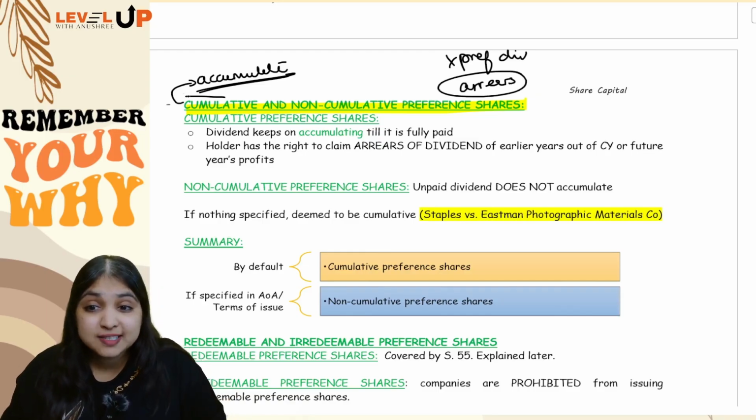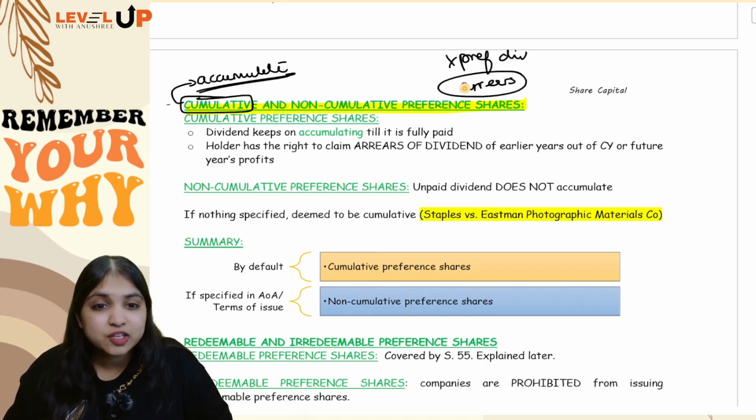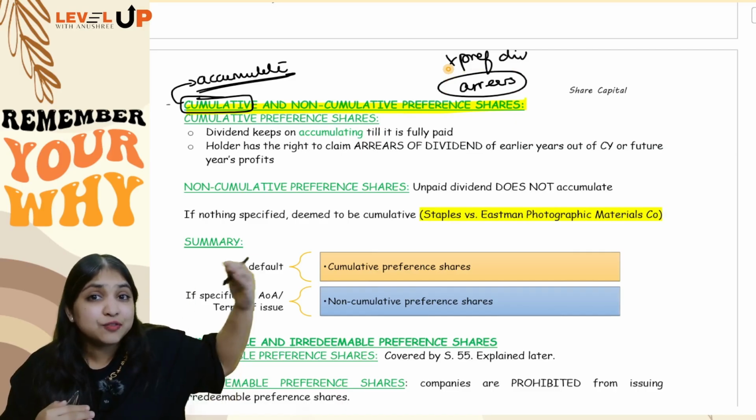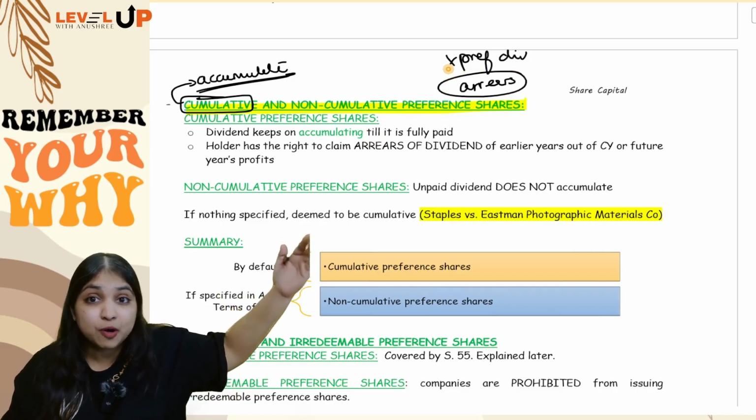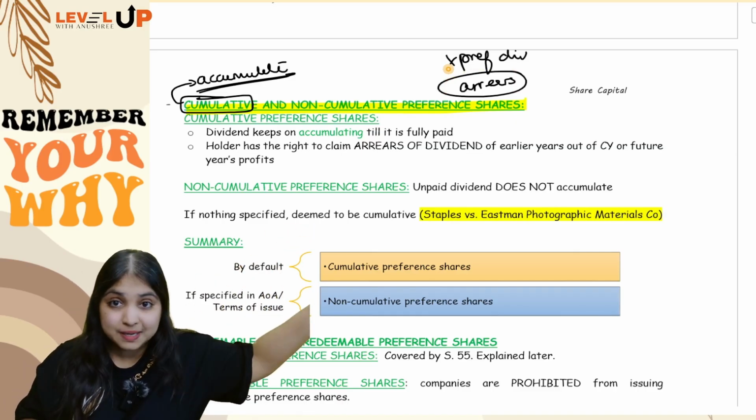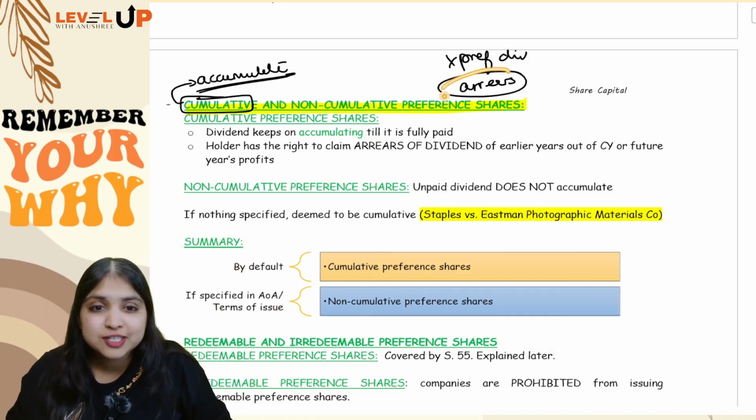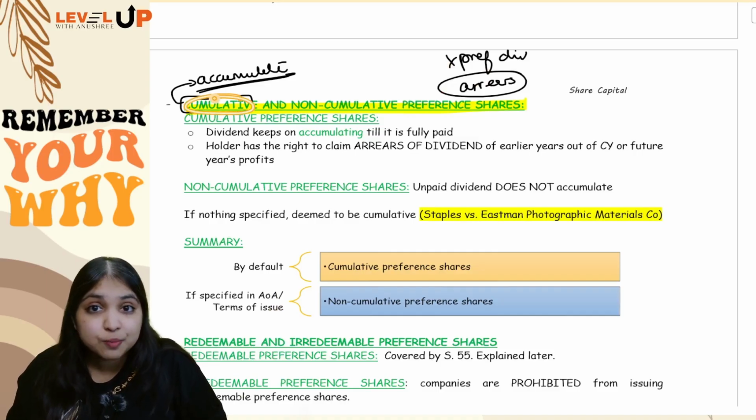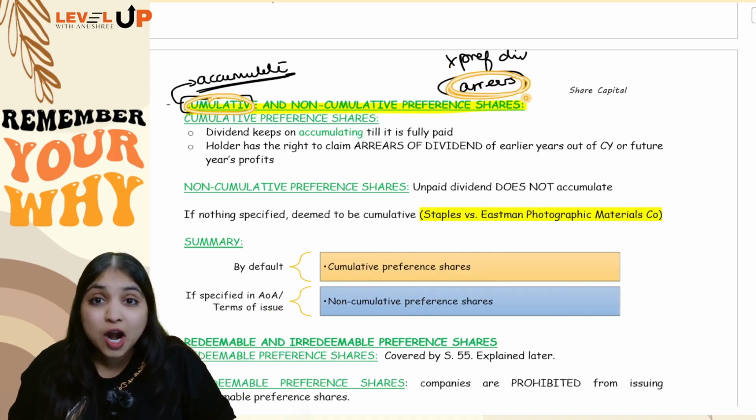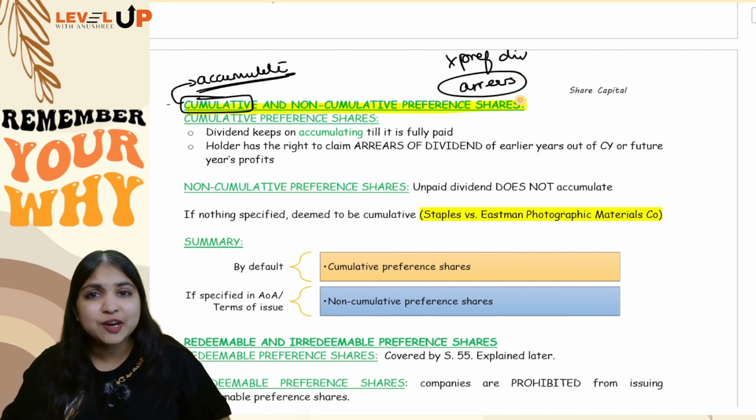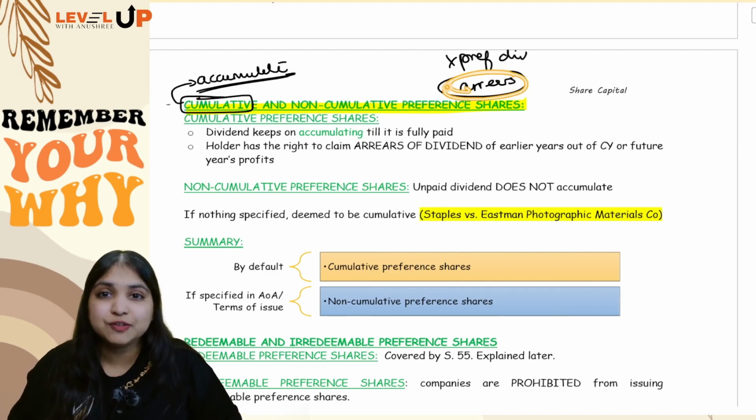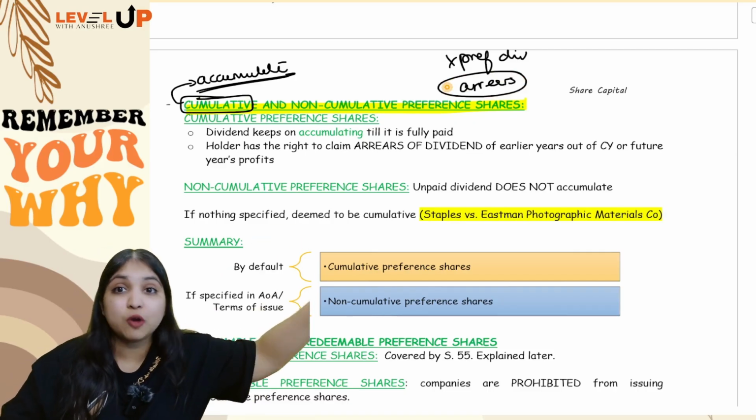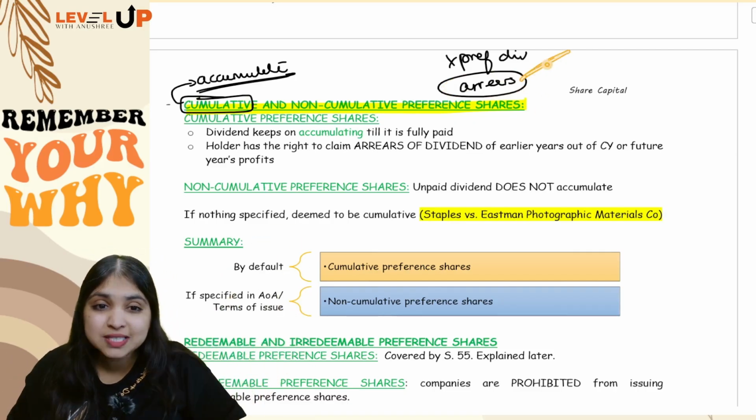Now if the preference shares are cumulative preference shares, this arrears of preference dividend will keep getting accumulated, which means we will wait and see that in the future, some year at least the company will make profit. So in the subsequent year, when the company makes profit, that profit will be used to first repay this arrears of dividend of the earlier years. So if the preference shares are cumulative and the company did not pay preference dividend in one year, the shareholders are not worried, because the arrears of dividend will keep getting accumulated, hoping that in the subsequent year when the company makes profit, that profit will be used to pay off this arrears of dividend.